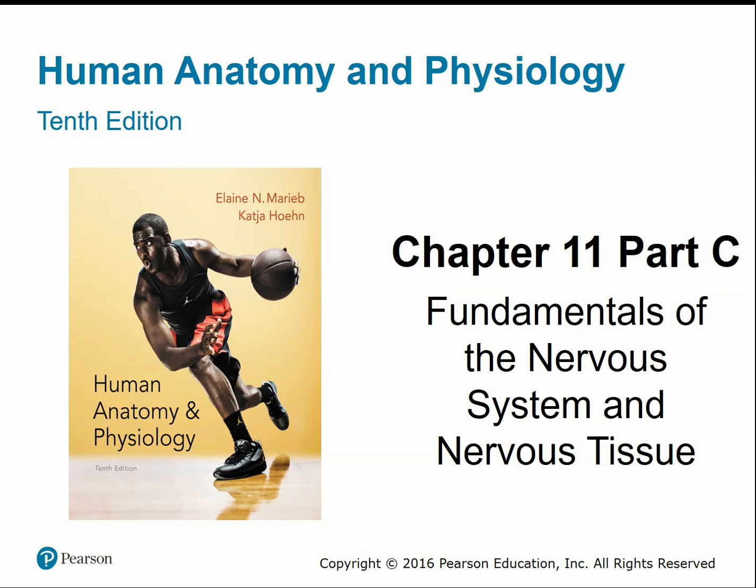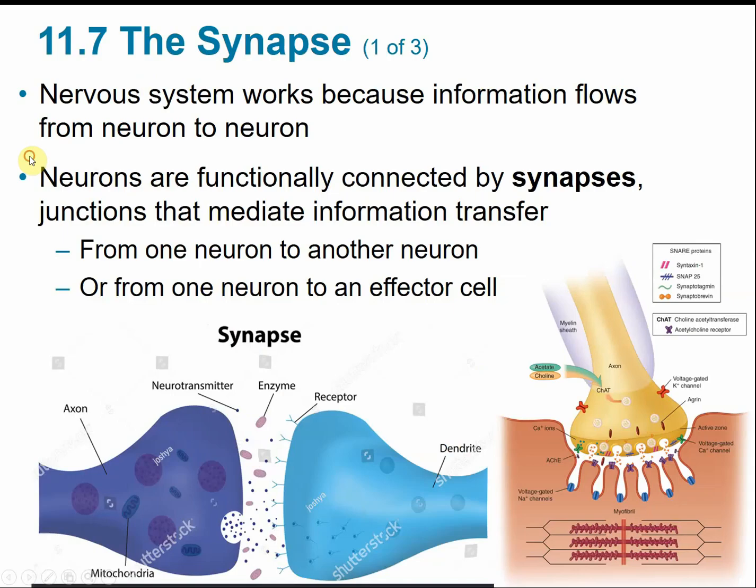This is Chapter 11, Part C, on the nervous system and nervous tissue. The nervous system works because information is able to flow from neuron to neuron. Neurons are functionally connected to one another by synapses, and this is what's going to mediate that information transfer. This is the site where different neurons can communicate from neuron to neuron or from neuron to an effector cell. This is showing a synapse between two neurons.